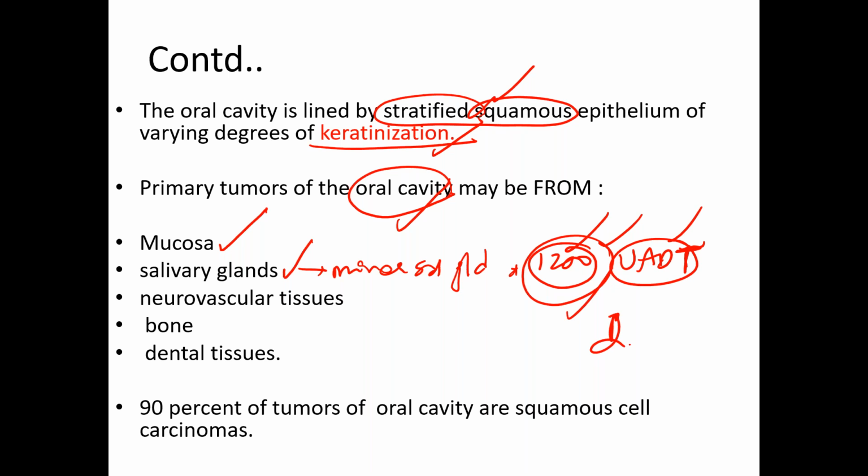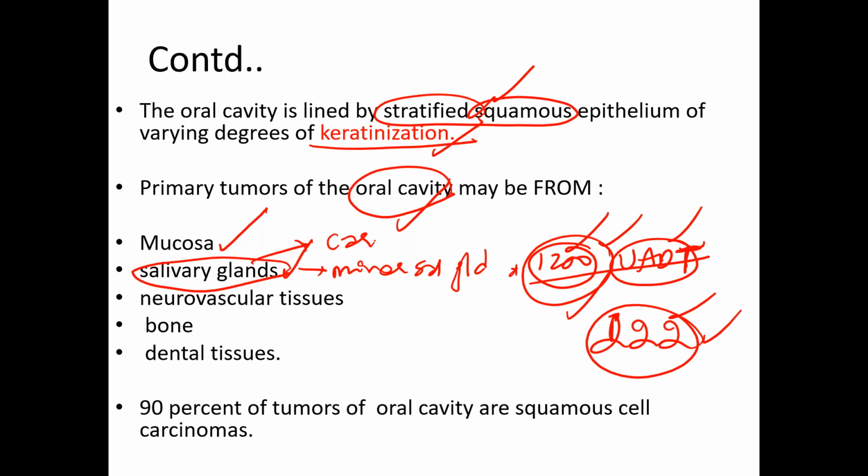Other than the 2 parotids, 2 submandibular, and 2 sublingual glands, which are the major salivary glands, these are minor salivary glands. The specialty of these minor salivary glands is that they most commonly form carcinomas only. There are fewer benign tumors, and more carcinomas.